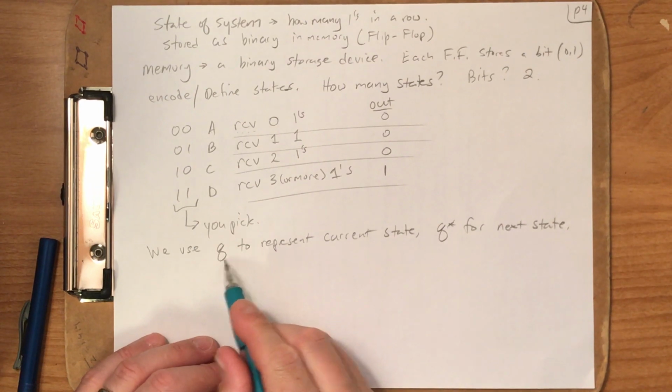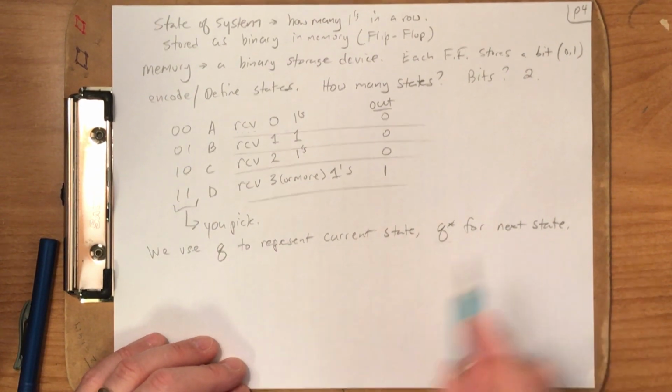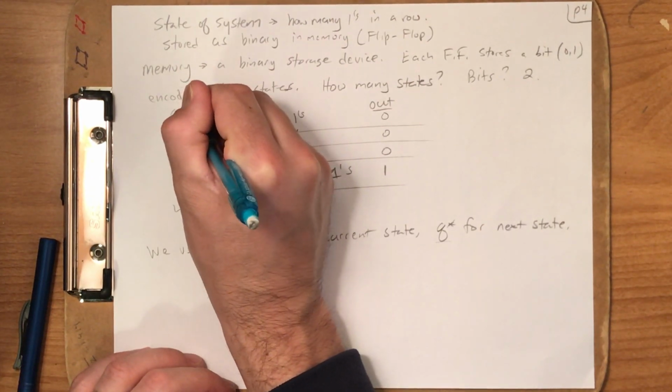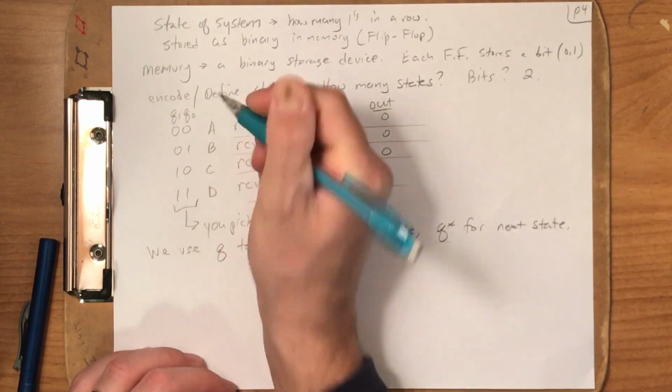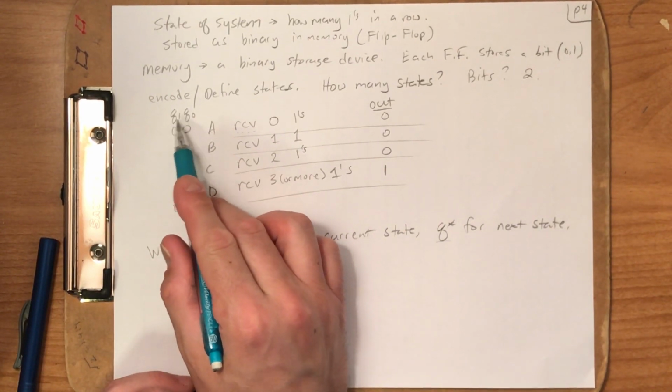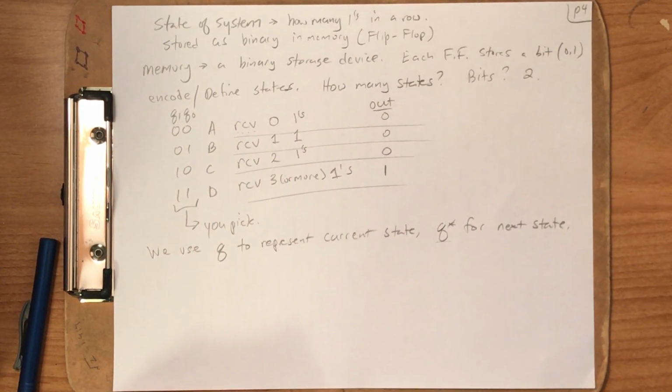So Q represents our current state, Q star represents the next state, and in this case, I've got 2 Qs because I've got 2 bits, so Q1 and Q0. These are just separate 1-bit variables. I'm using subscripts to differentiate between them.